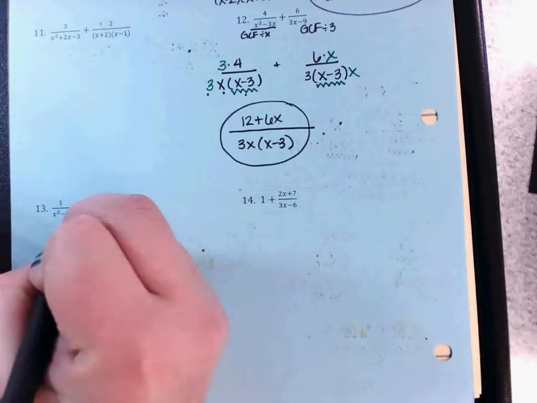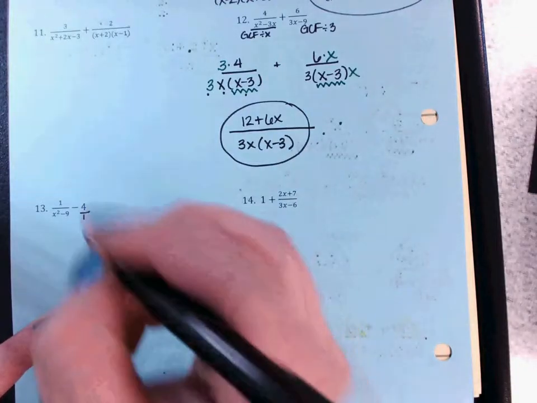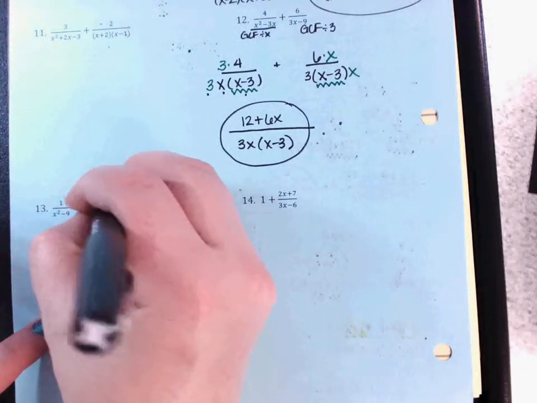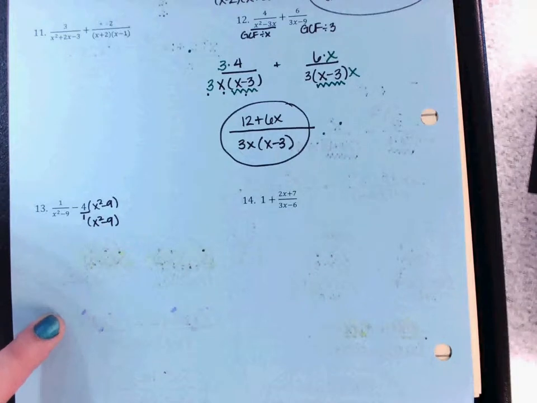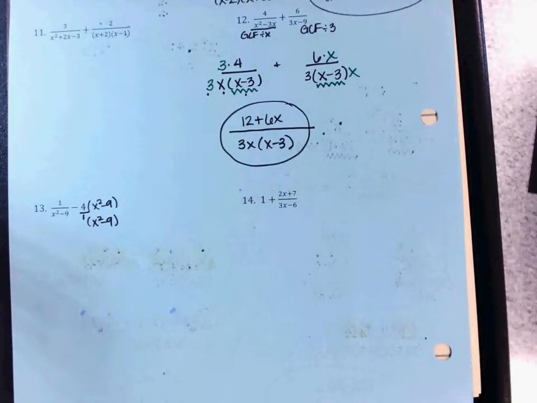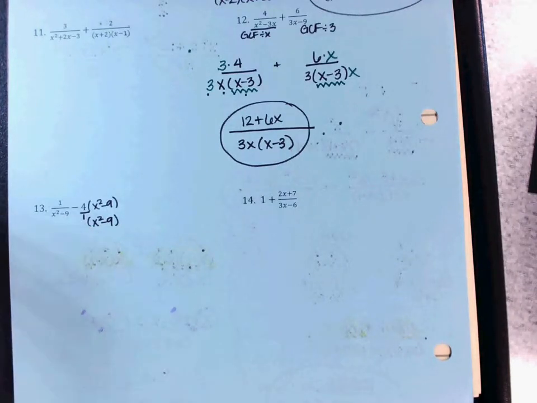So I'm going to put this over 1. And then what am I going to multiply the 4 by? X squared minus 9. Where am I going to put it? Top and bottom. Now, my second fraction has a 1. Do I need to fix that on the other fraction? No. Anything that you times by 1 is going to stay the same anyway. So if it's a 1 on the bottom, you don't have to fix that.